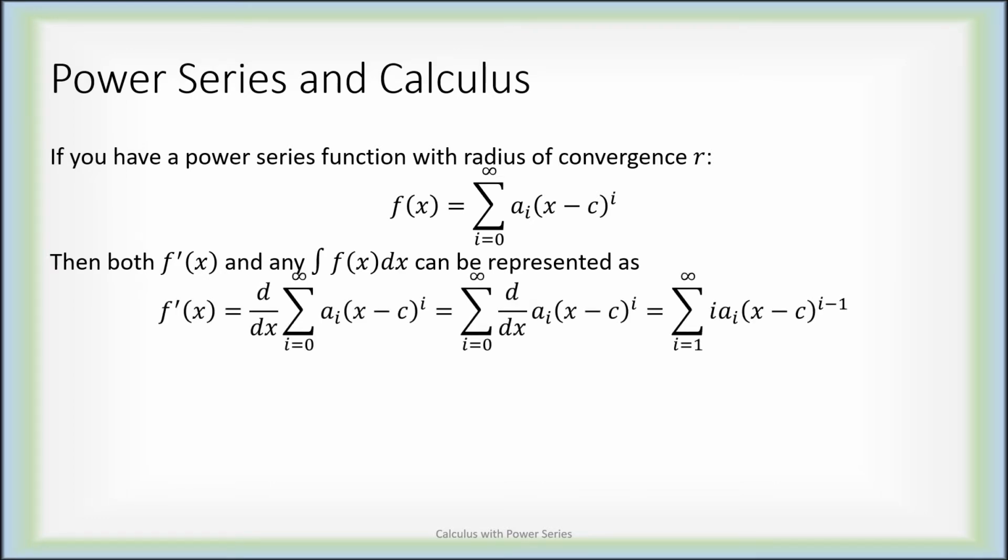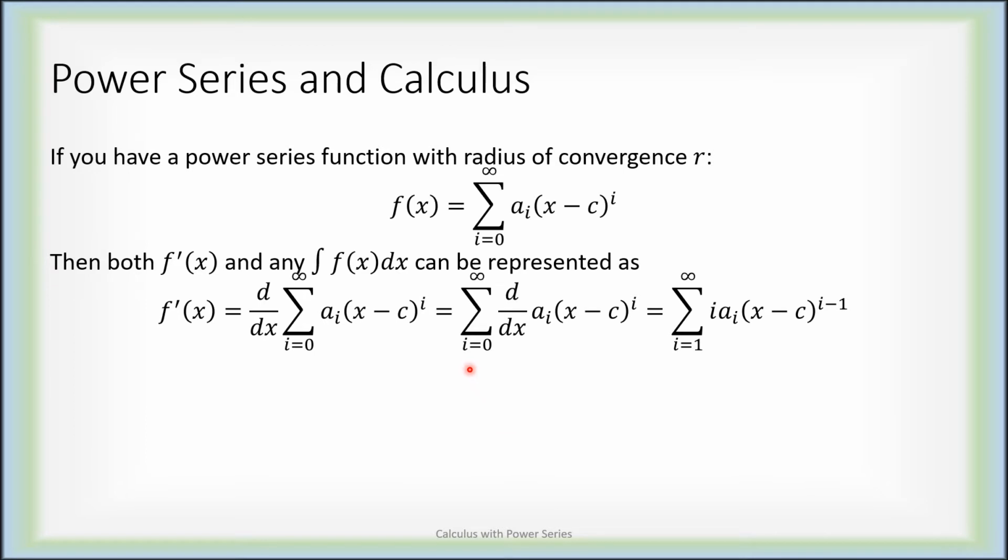So for example, the derivative f prime of x would simply be d/dx of f(x) written as a series, but rather than taking the derivative of this sum, we can instead take a sum of the derivatives. And individually term by term, d/dx of a power of (x minus c) to the i is just going to bring down that power and reduce the power by 1.